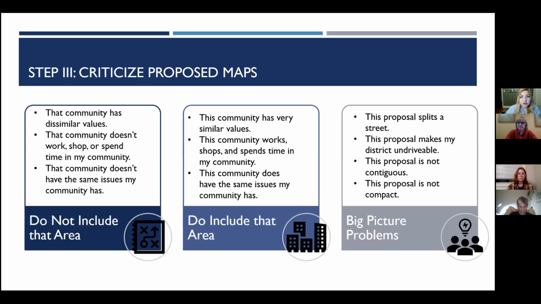So if this proposal splits my street, that's not good. I don't like that. I want to criticize that. If this district is undrivable, not good. I don't like that. If this proposal is not contiguous, if it has like a chunk bitten out of it, that's another district, that's not good. And if it's not compact, that's also very bad. We want to criticize that.